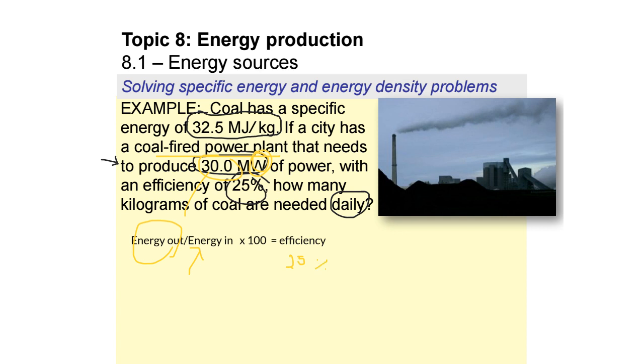Okay. Once you've done that, what you've worked out is the energy in per second, because this is watts, right? So what you would then do is to work out the amount of energy that you need in a day, right? And you would then use your value for coal's specific energy to work that out. Do it now. Don't take a sneaky peek at the answers until you've tried it.